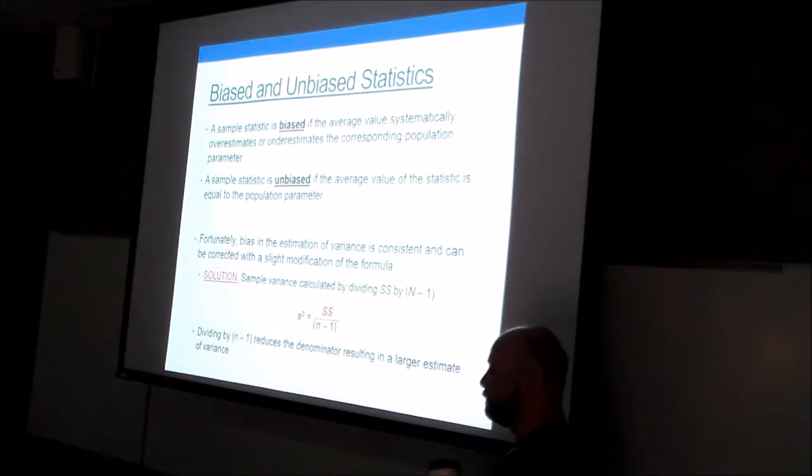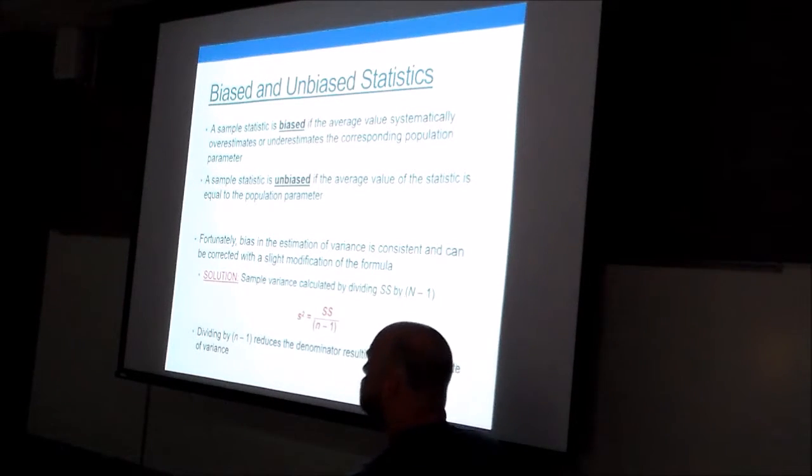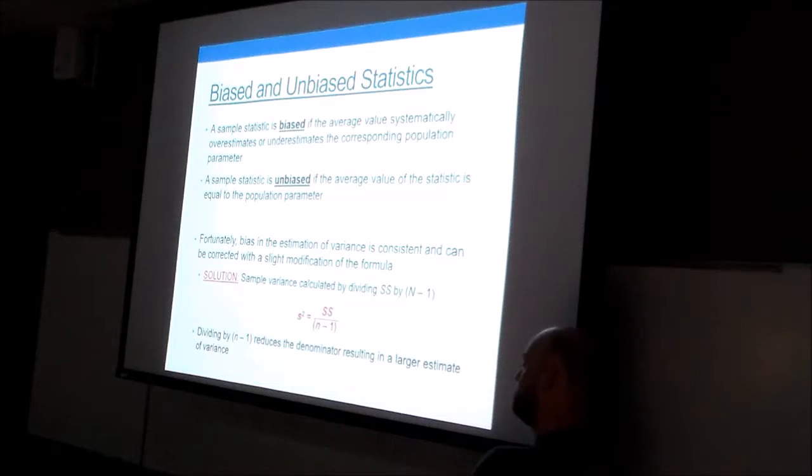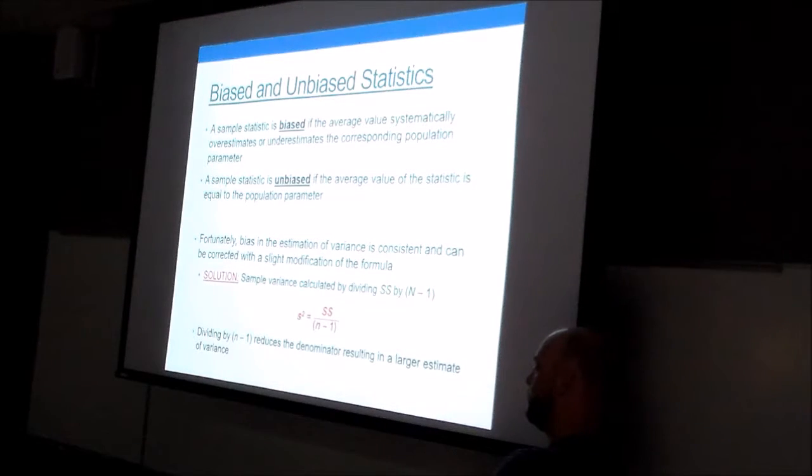Is it because you can't get the exact size of the population? Right. So we're not dividing our sums of squares by the number of people in our sample, we're dividing by the number of people in our sample minus 1. What's that going to do to our estimate here? Increase. Why?